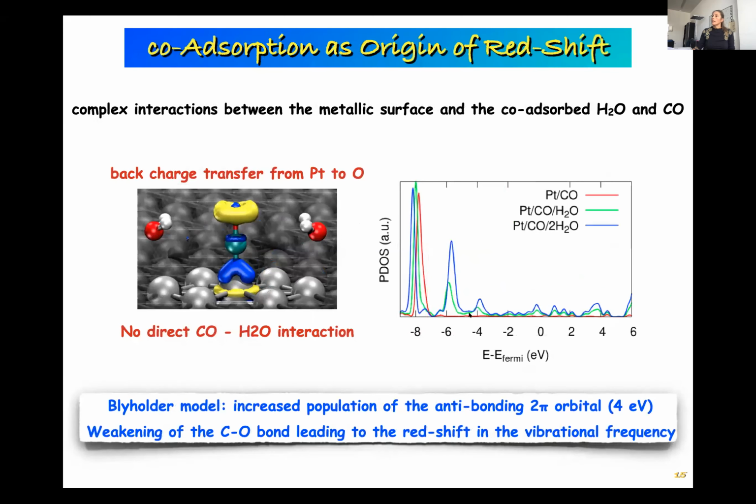Okay. So the reason for this effect is charge redistribution between the co-adsorbed water molecule and the CO through the platinum. So in fact, there is a charge donation of the co-adsorbed water molecule that is back-transferred to the anti-bonding states of the CO molecule. This weakens the CO bond and induces this red shift.